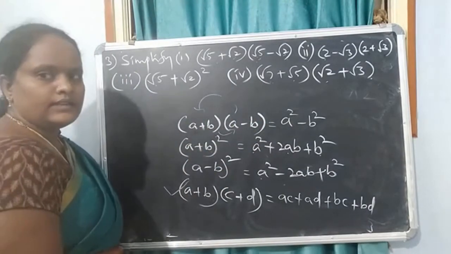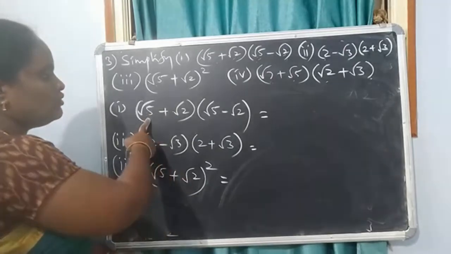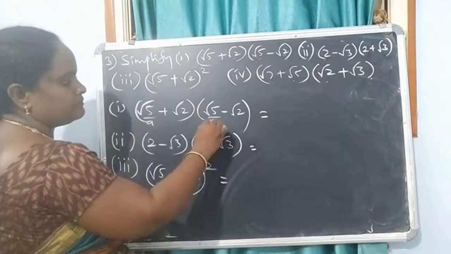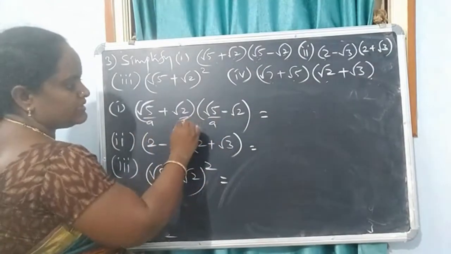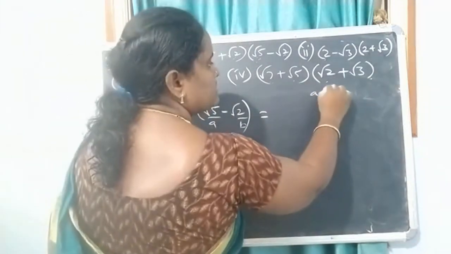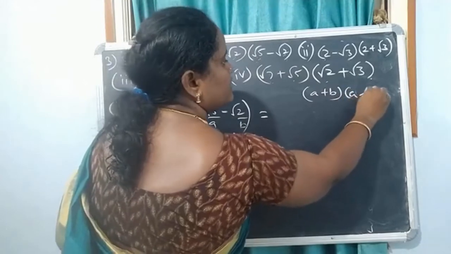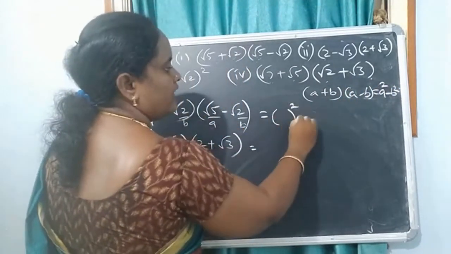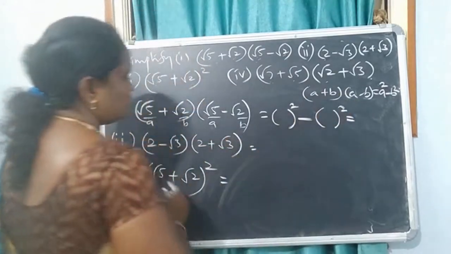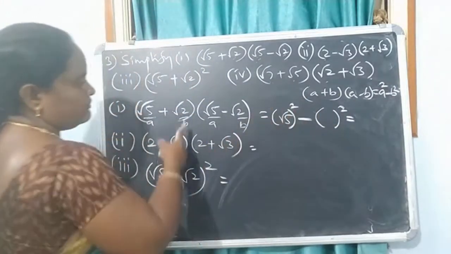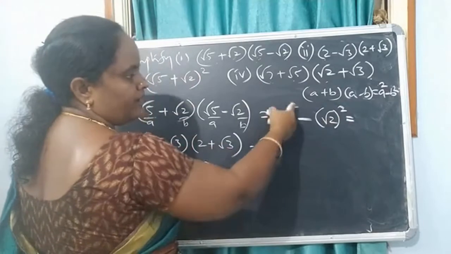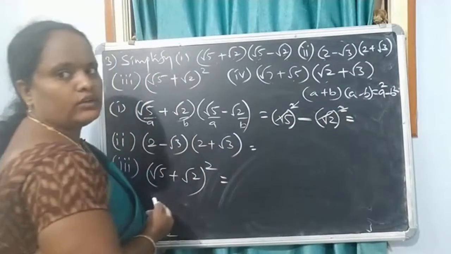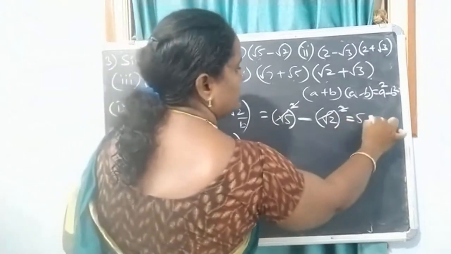Let us simplify this. So the first one, root 5 plus root 2 into root 5 minus root 2. Root 5 is the same, so this is like a. Root 2 is the same, this is like b. We have a plus b into a minus b is equal to a square minus b square. So here what is a? That is root 5. b is root 2. Here root 5 whole square, square and square root get cancelled. Here also square and square root get cancelled. That is 5 minus 2. How much is that? 3.